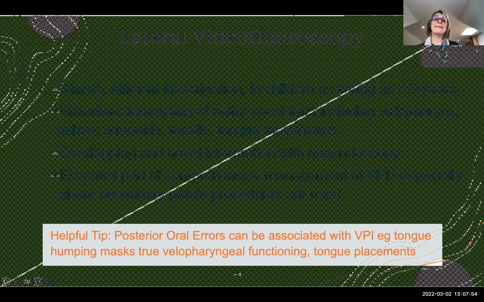Just to exemplify that, the posterior oral errors can be associated with VPI. So that posterior velar position can actually be tongue humping.